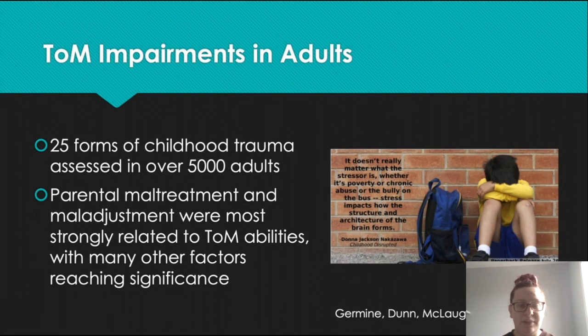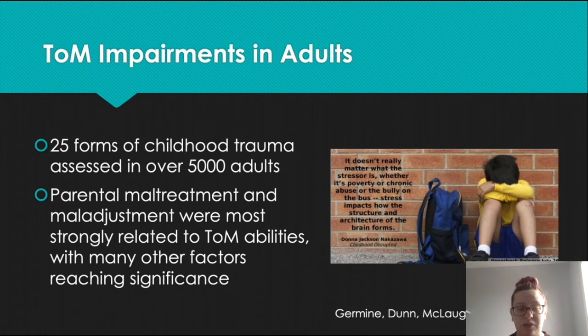Theory of mind varies by individual, and a number of factors can cause a theory of mind impairment in adults. One study looked at 25 forms of childhood trauma, assessed in over 5,000 adults. Theory of mind skills had a strong negative correlation with childhood adversity, such that the more childhood adversity an individual had, the lower they would score on theory of mind tasks.